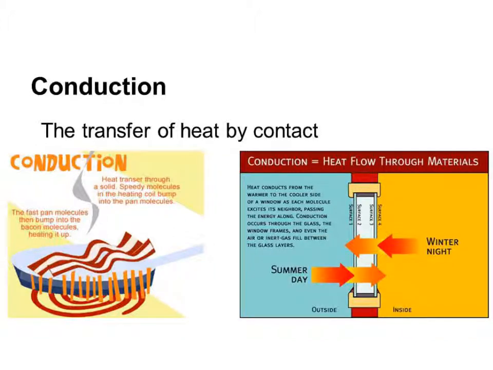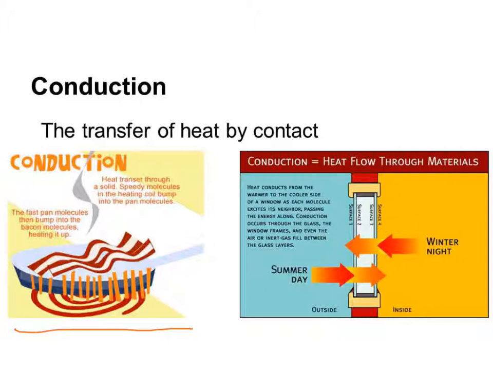Now, conduction. Conduction is a transfer of heat by contact. If we look first at this picture here, heat transfers through a solid. Speedy molecules in the heating coil bump into the pan molecules. Now the fast pan molecules then bump into the bacon molecules, heating it up. Again, the bacon is cooler than the pan, so heat transfers to the colder object.